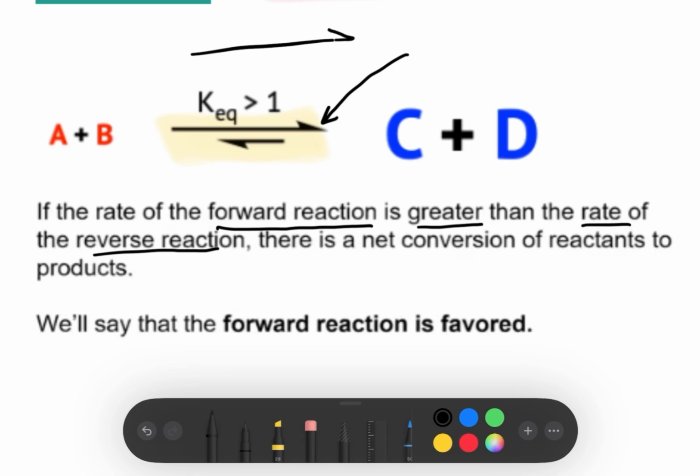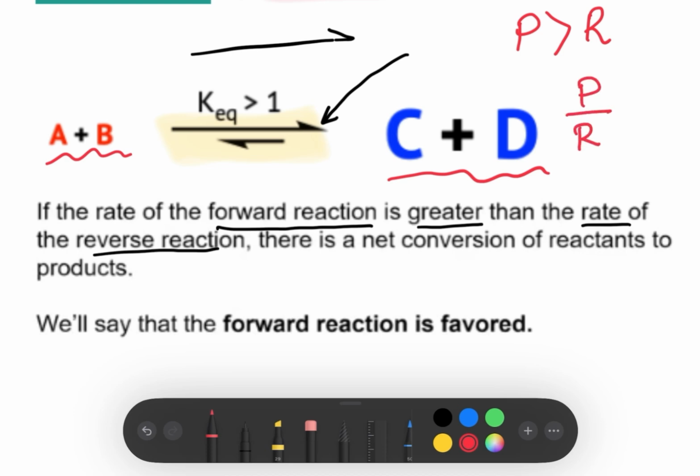What does this mean? It means that the reaction is favored to produce more products than reactants. And since you have more products than reactants, then the ratio of the products to the reactants will be greater than 1, since the products are greater than the reactants. All right, now let's jump to the next case.